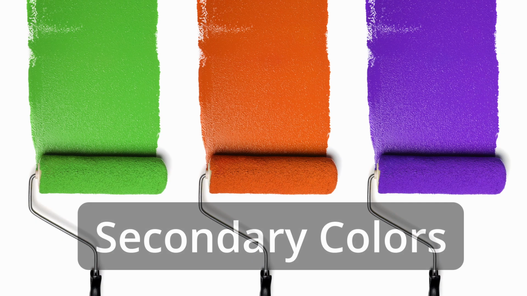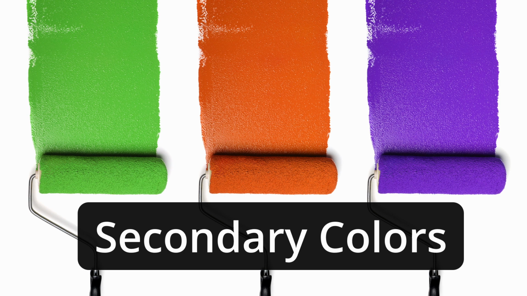The next three that we will learn are called secondary colors. They are green, orange, violet. Some people also call this color purple, although purple is usually a little darker.